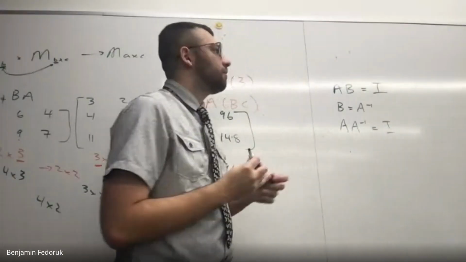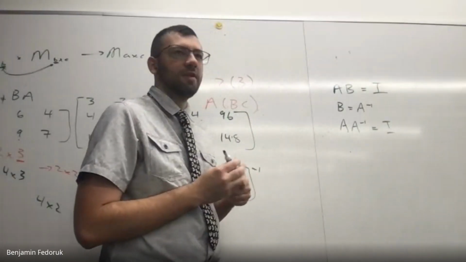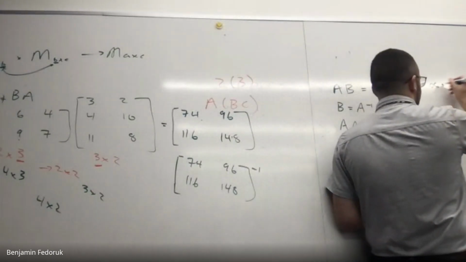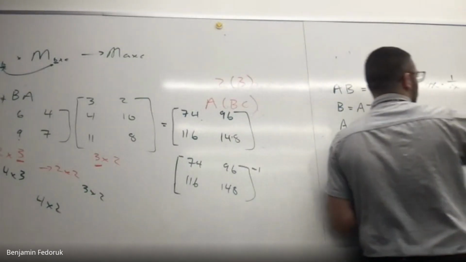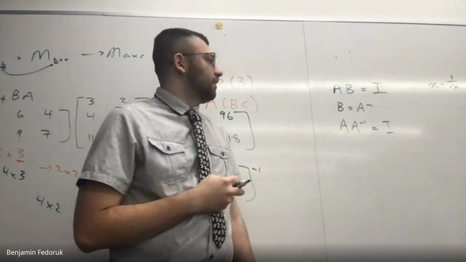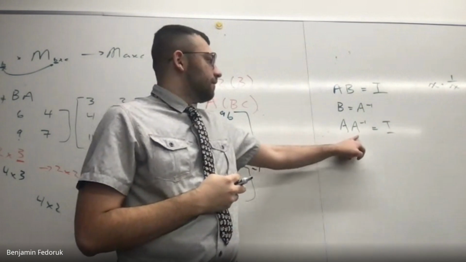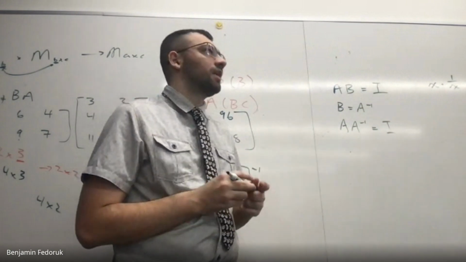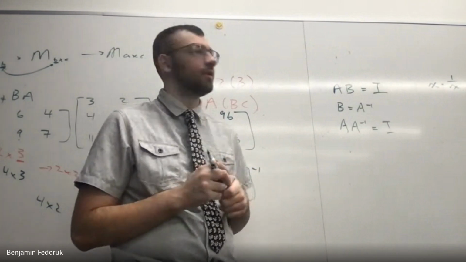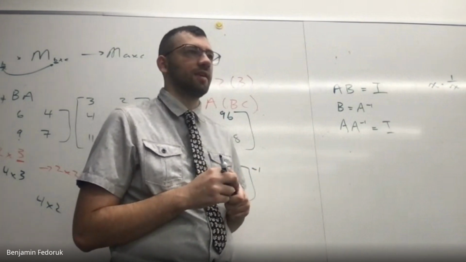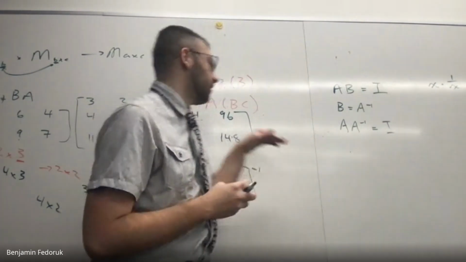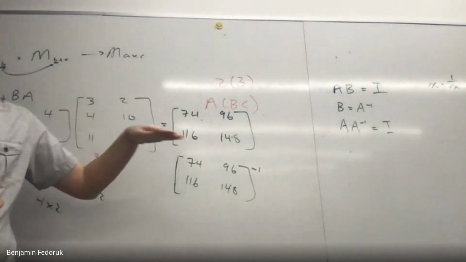And this should be familiar from normal multiplication of numbers. If I had x times 1 over x, that's going to equal 1, right? It's the same thing here. So finding the inverse of a matrix is generally not easy. There's a procedure for it that you'll learn, but it's not as easy as just doing 1 divided by something, because of this weird matrix multiplication structure.